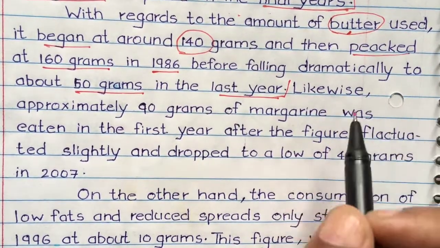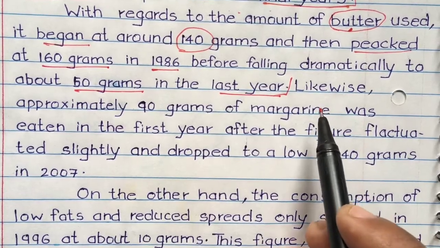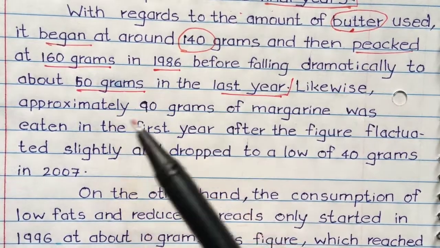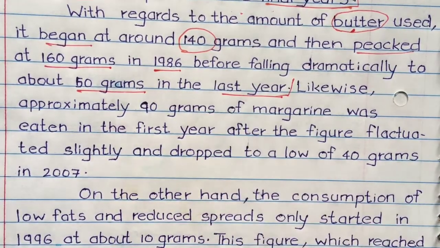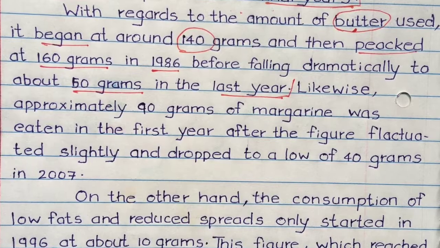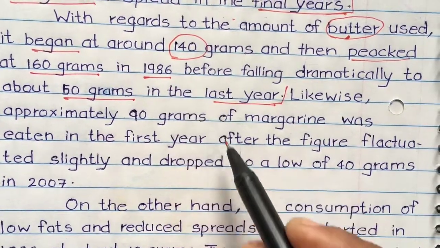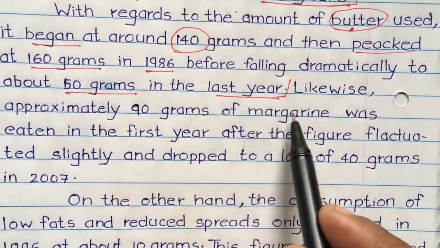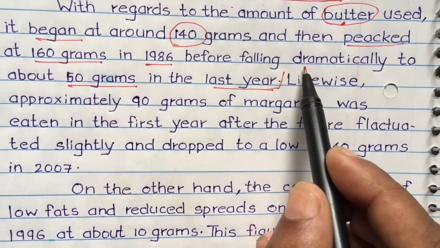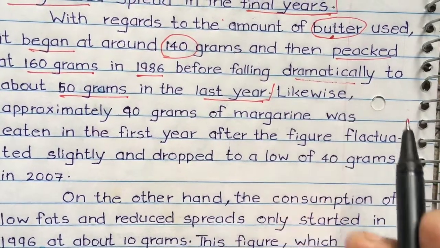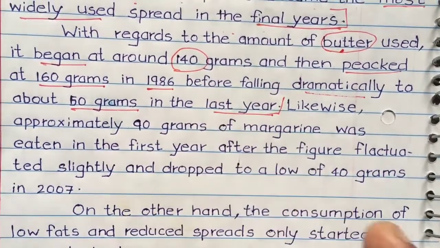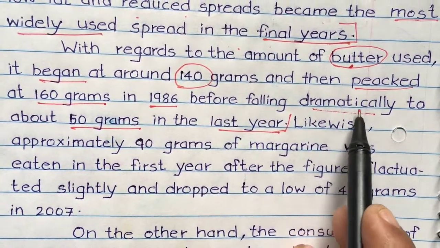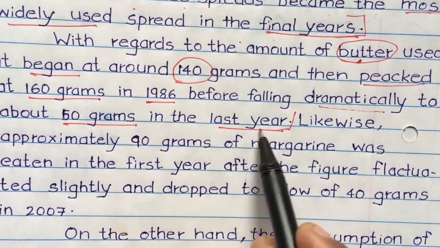Butter is the major factor or major spread consumption in our graph. So butter rate, it started with 140 grams and later it increased to 160 grams, that is around in 1986, but later it fell down dramatically to about 50 grams. So you have to mention exactly, and this is given dramatically in the sense that because it was increasing, right? So all of a sudden it will decrease, so that shows some drama, right? So you can write dramatically to about 50 grams in the last year.